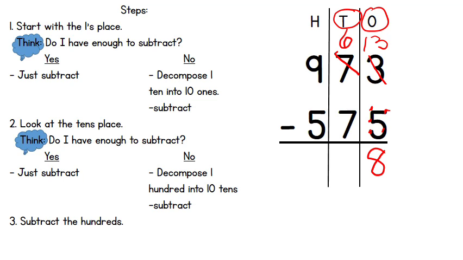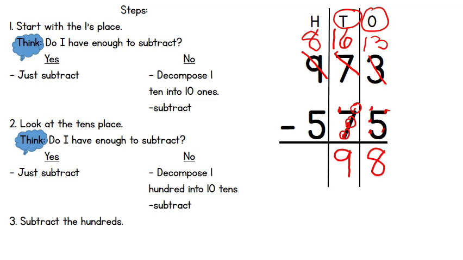If I take 100 from 900, I get 800. If I bring that over to the tens place and add 10 tens to 6 tens, I have 16 tens. Now I can subtract my tens. 16, 15, 14, 13, 12, 11, 10, 9. 9 is my difference in my tens place.